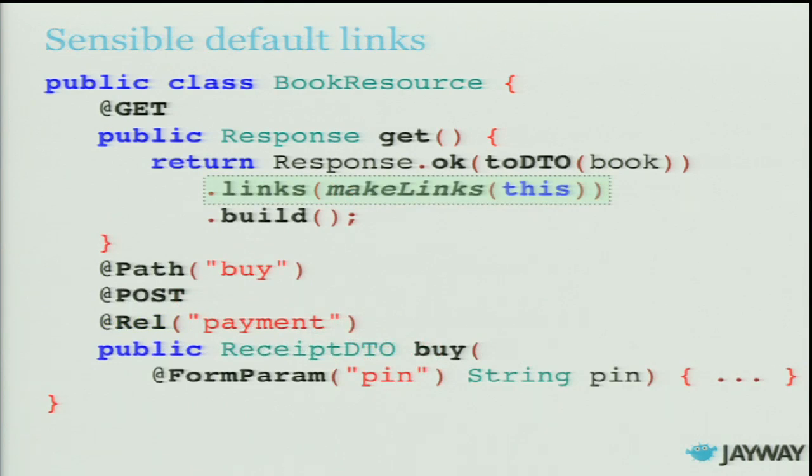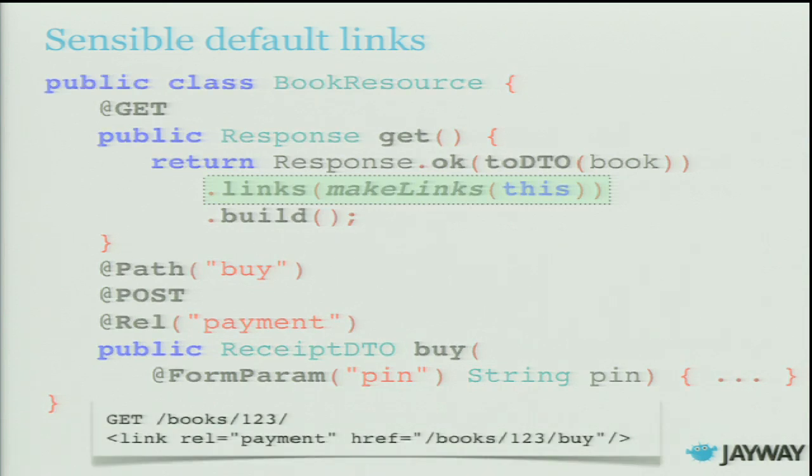So let's say you want to add links automatically. The links method here is part of the JAX-RS standard. You can add links to your response, but the makeLinks is not part of that. But you can imagine implementing a framework method that takes an object, uses reflection, looks at the different paths and the rels, and generates links. That isn't that complicated, so we can actually do that. And if we do that, we will get something like this. We will get a link with a payment rel to that URI.